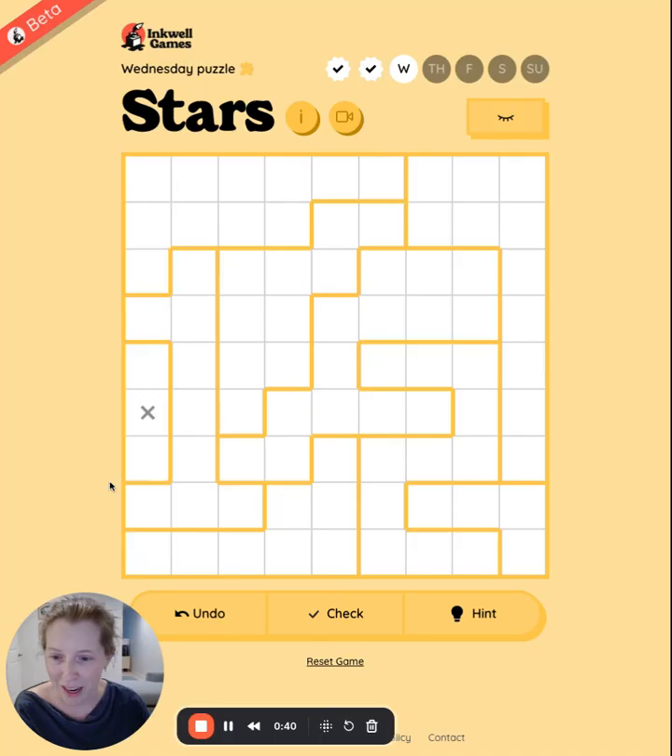Therefore, in this region, I only have 2 options left and I'm looking to place 2 more stars. So I'm going to place 1 star here and 1 star here. So that finishes that region. I have 2 stars in that region and they're not touching.